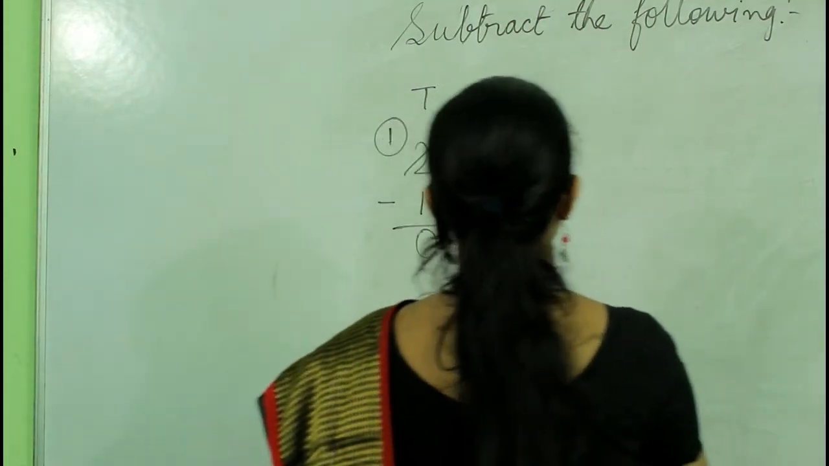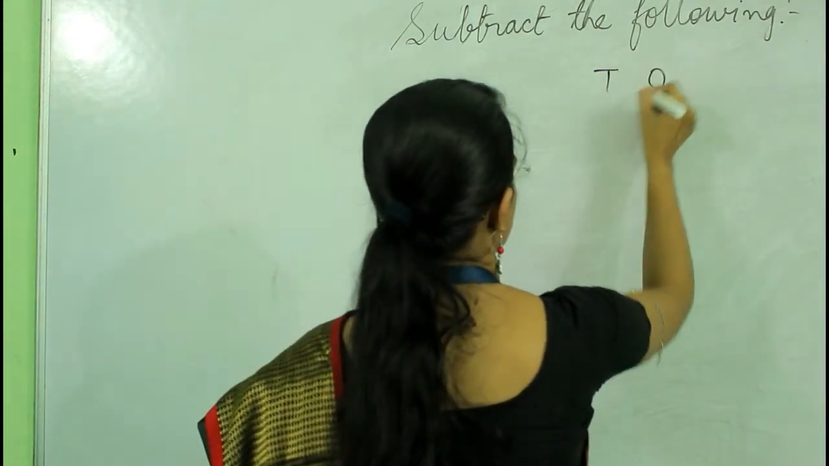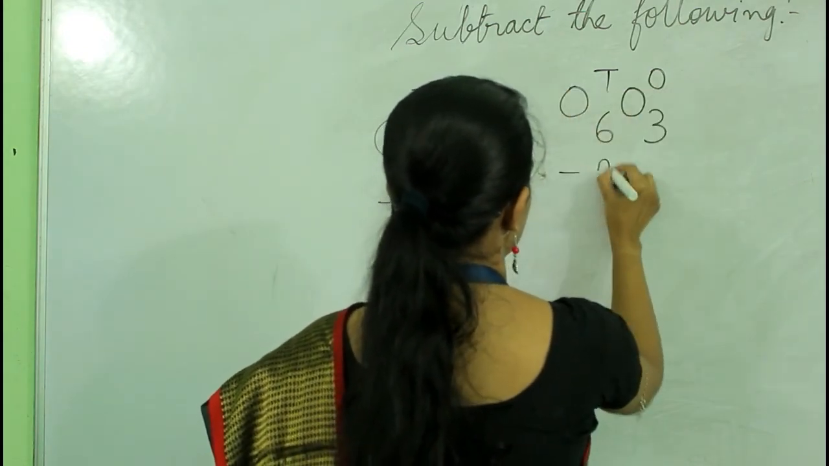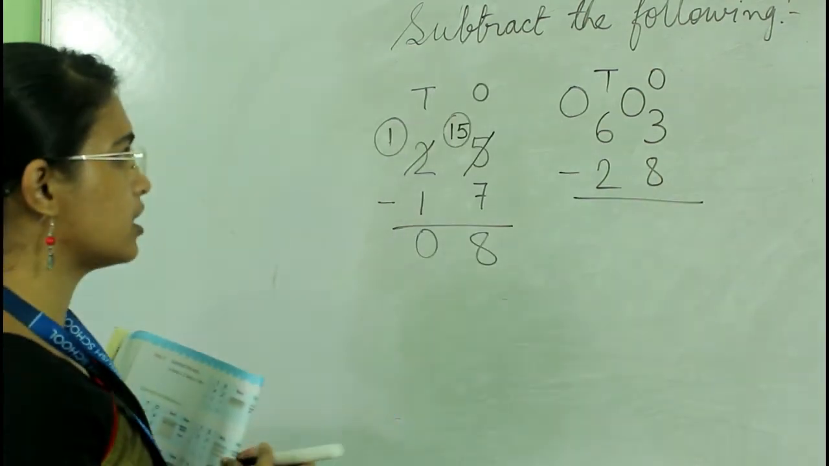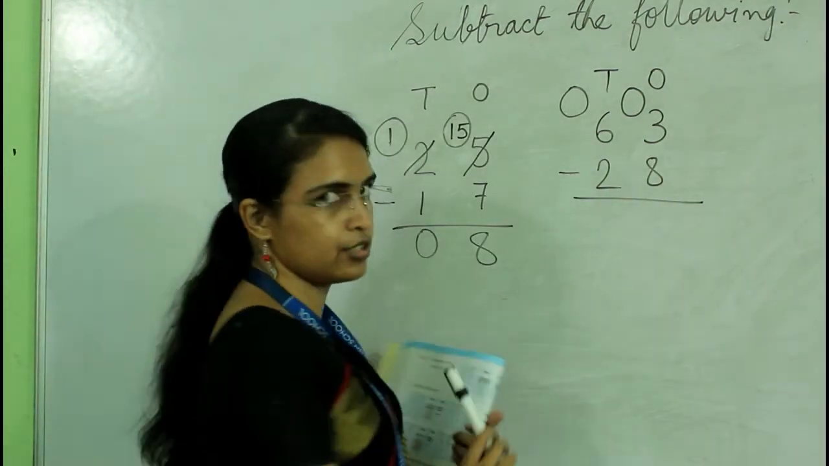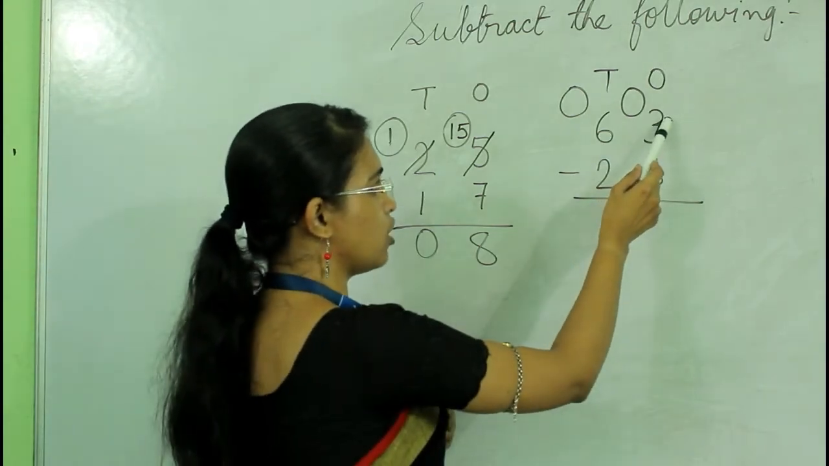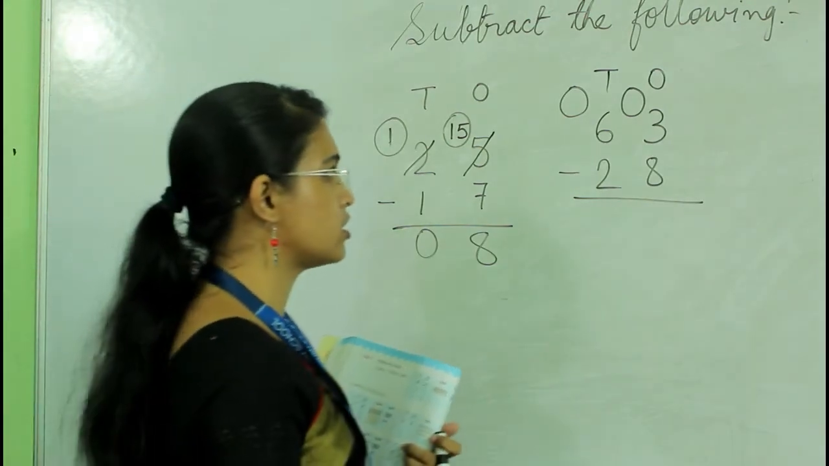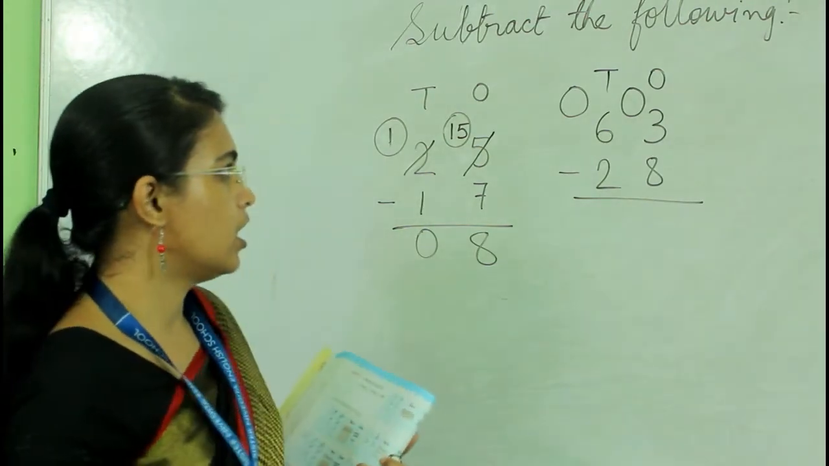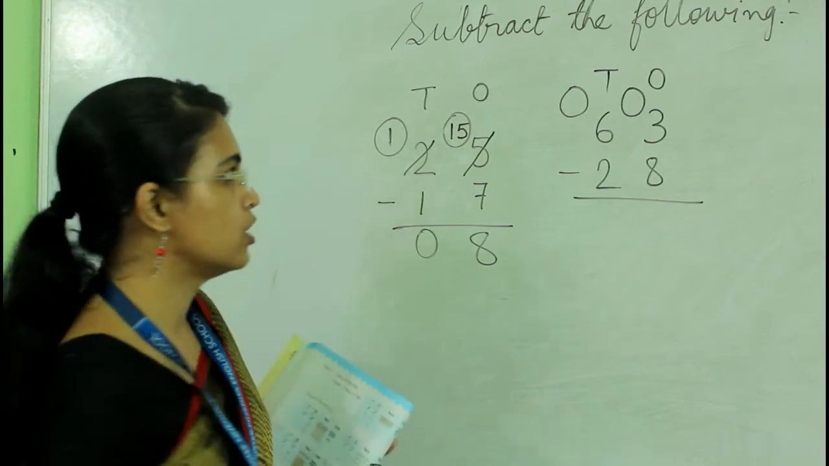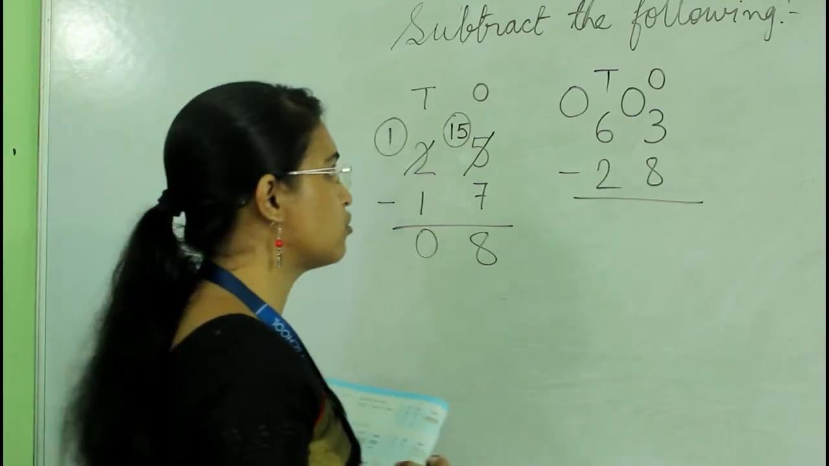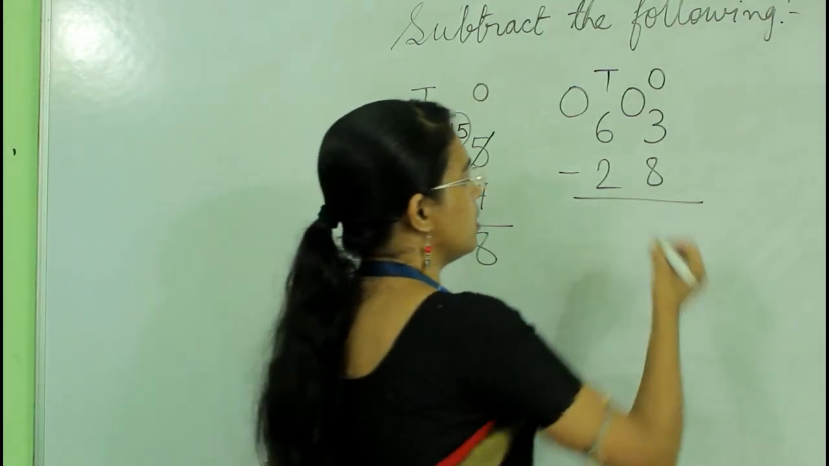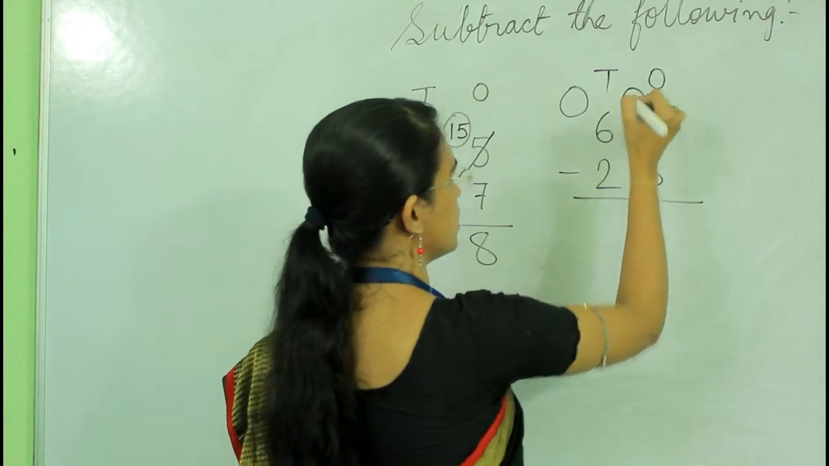63 minus 28. 63 minus 28. Again, check the ones place first, then we will do the tens place. In ones place at the top we have 3 and at the down we have 8. So 8 is the biggest number and 3 is the smallest number. So we can't subtract from smallest to biggest. So for that what we have to do? We have to take carry 1. Okay. So when we are taking carry 1, 3 becomes 13.